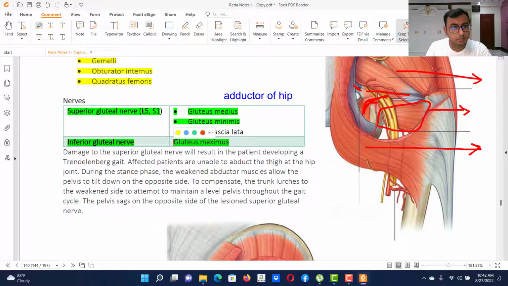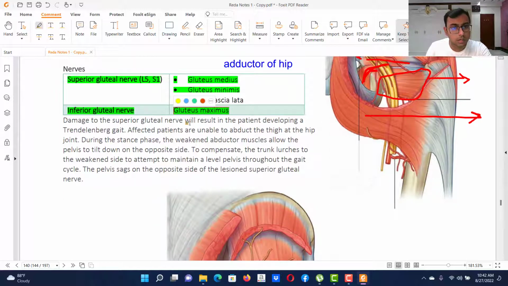This is called the superior gluteal nerve, L4 to S2 downwards. The damage of the superior gluteal nerve will result in patient developing a Trendelenburg gait. Try to remember this. Damage of the superior gluteal nerve will result in Trendelenburg gait. It occurs due to the paralysis or abnormal movement of the gluteal muscles. The affected patients are unable to abduct the thigh at the hip joint.